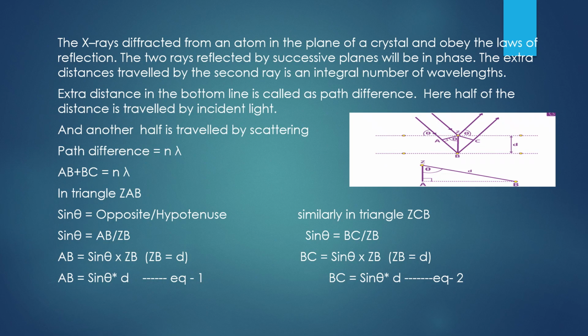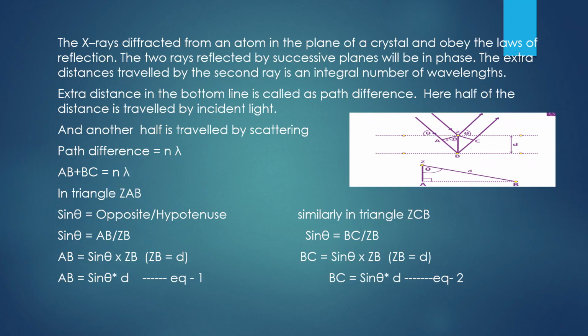The X-rays diffracted from an atom in the plane of a crystal obey the laws of reflection. The two rays reflected by successive planes will be in the same phase. The extra distance traveled by the second ray is an integral number of wavelengths. This extra distance is called the path difference and it equals n lambda. Half of the distance is traveled by the incident light and the other half by the scattered light. Let the path difference, denoted by n lambda, equal AB plus BC.